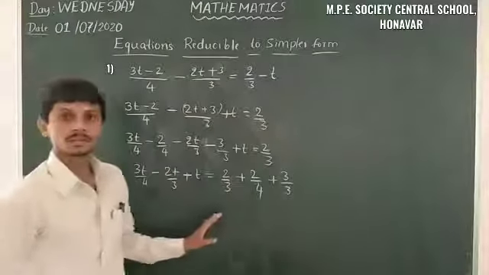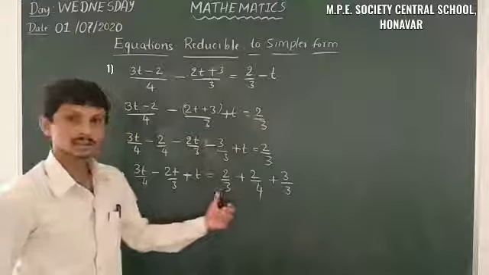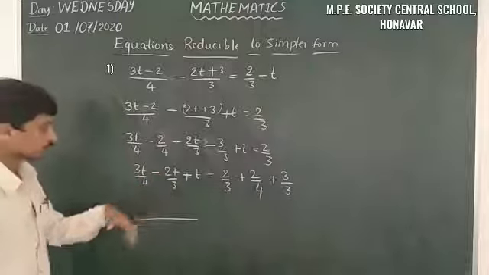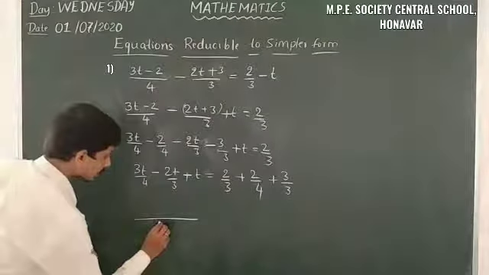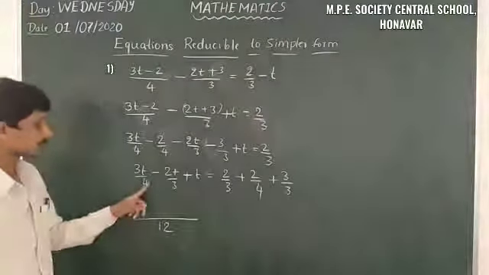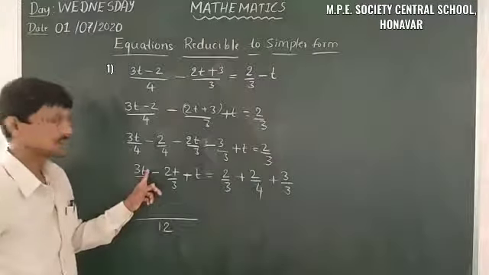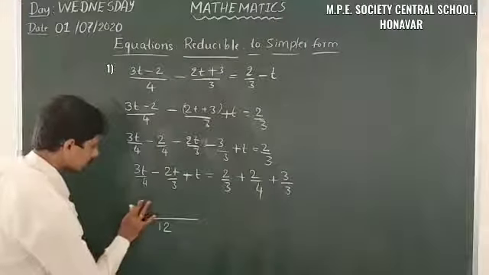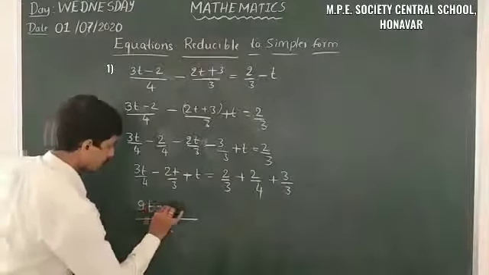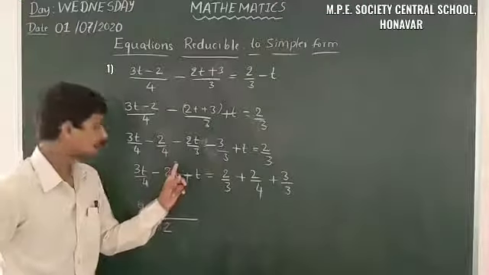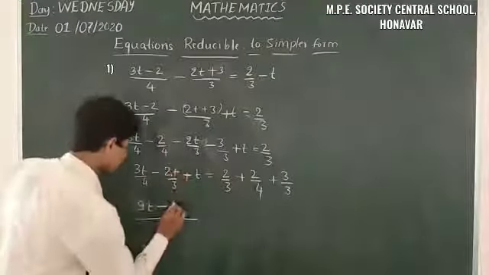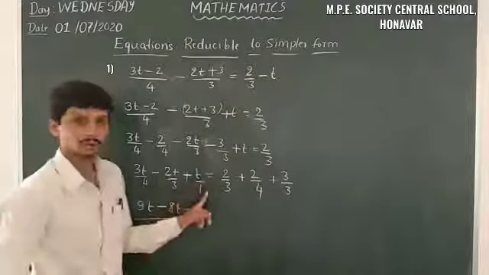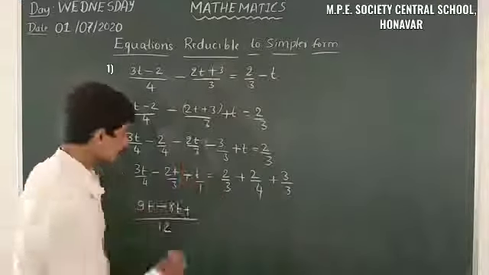From that we have to take the LCM from both sides. Here what is the LCM? 4 and 3 are there, so I will take 12 as the LCM. If we multiply with 3 here, we also have to multiply with 3 there. So 9t minus, here we have to multiply with 4, also here we multiply with 4, 8t plus, here we have to multiply with 12, and also here we multiply with 12.